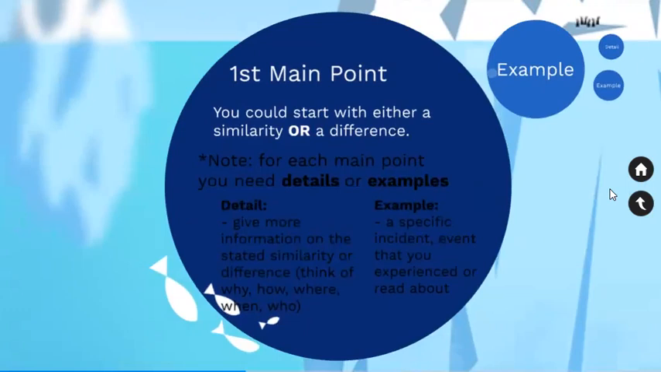So as you can see, for the detail, you give more information on what you stated in your main point. So think about why, how, where, when, who. Think of these questions when you think of developing your answer with a detail. And for an example, it has to be specific, a specific incident, a specific event that you experienced or read about.